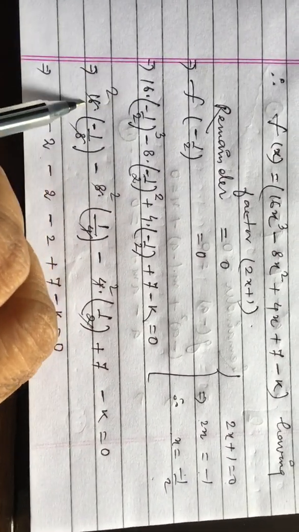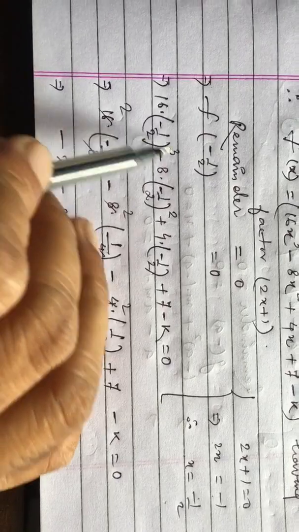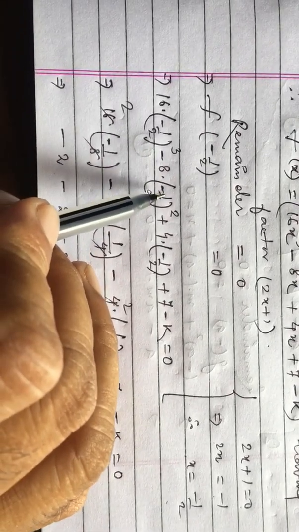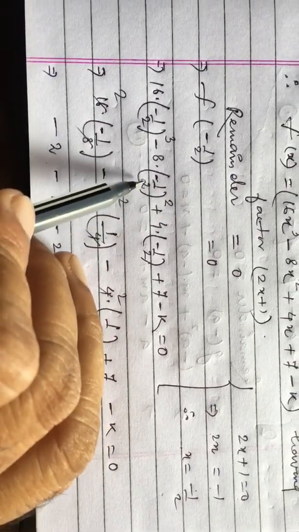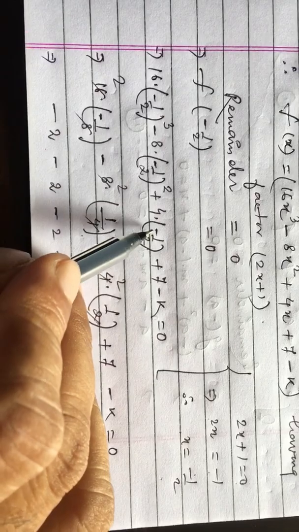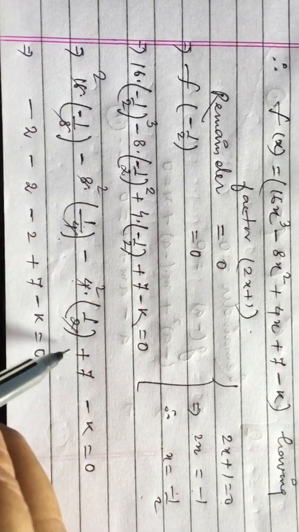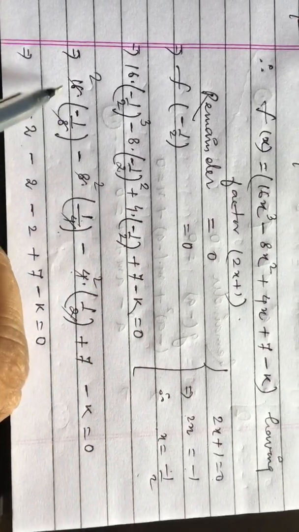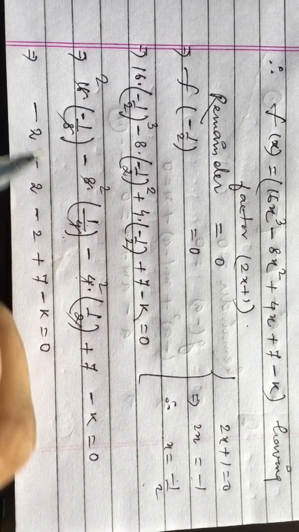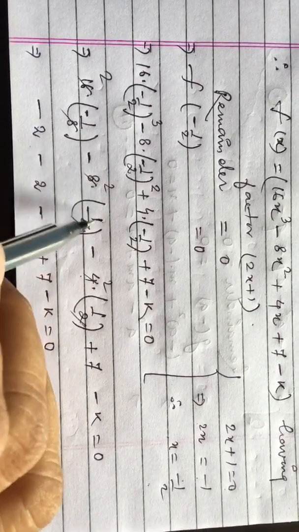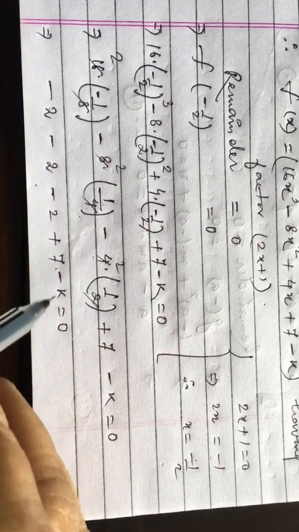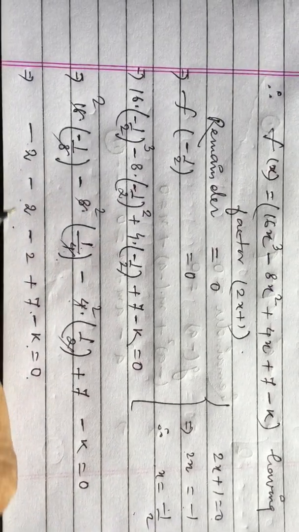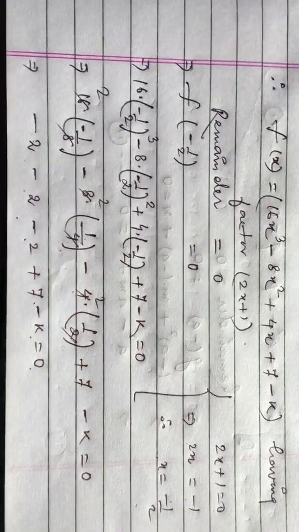Solve it. 16, the cube of minus 1 by 2: the cube of minus 1, that is minus 1, and the cube of 2, that is 8. The square of minus 1 is 1, and the square of 2 is 4, and 4 into minus 1 by 2, plus 7 minus k is equal to 0. 8 2s are 16, 2 minus 1s are minus 2, 4 2s are 8, and 2 1s are 2, 2 2s are 4, 2 1s are 2, plus 7 minus k is equal to 0. Minus 2, minus 2, minus 2, that is minus 6, plus 7 minus k is equal to 0.